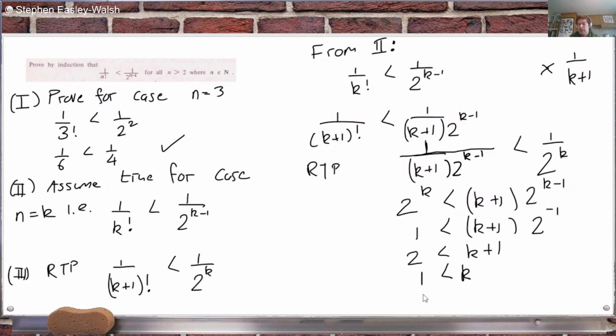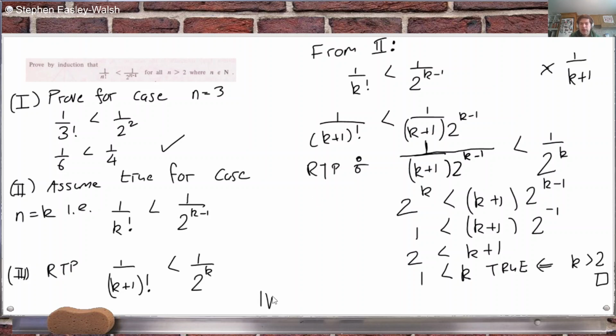And that's good. That's good because we know that this is true since k has to be bigger than 2. For these statements, the index is at least 3. Yeah, okay. So required to prove, and now it's proven. Not too bad actually, not too bad.